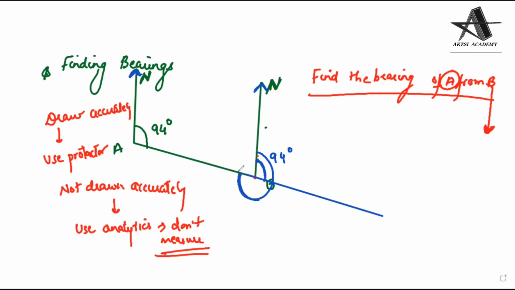This angle is clearly 180 degrees. We need not measure it. We know that well. If we are talking about the semicircle, the half angle, this is 180 degrees. So this we know is 94 degrees. This we know is 180 degrees. And we have to calculate this whole blue angle. So this whole angle is going to be 94 plus 180 degrees. That means 274 degrees. So the bearing of A from B is 274 degrees.